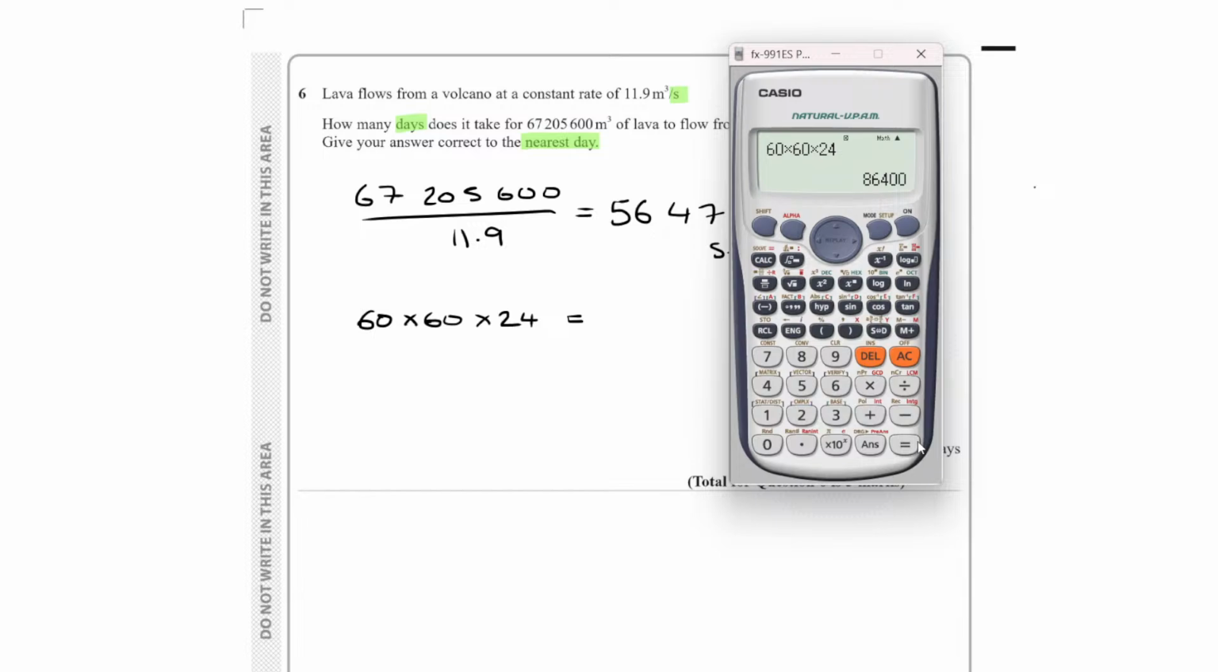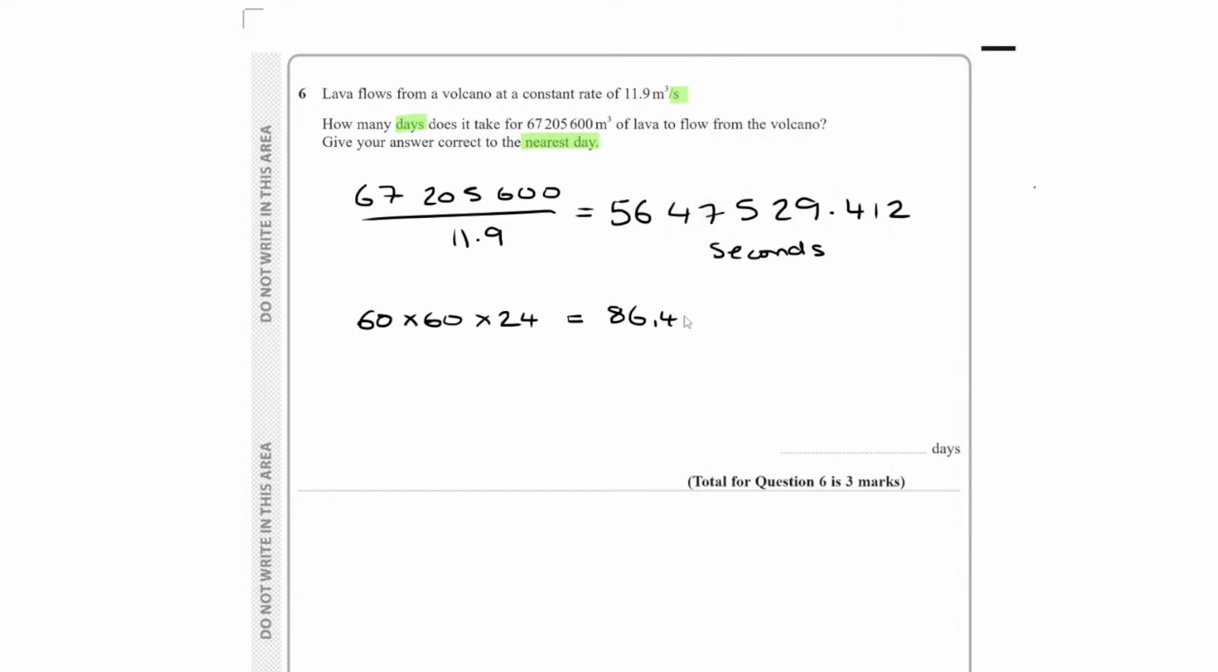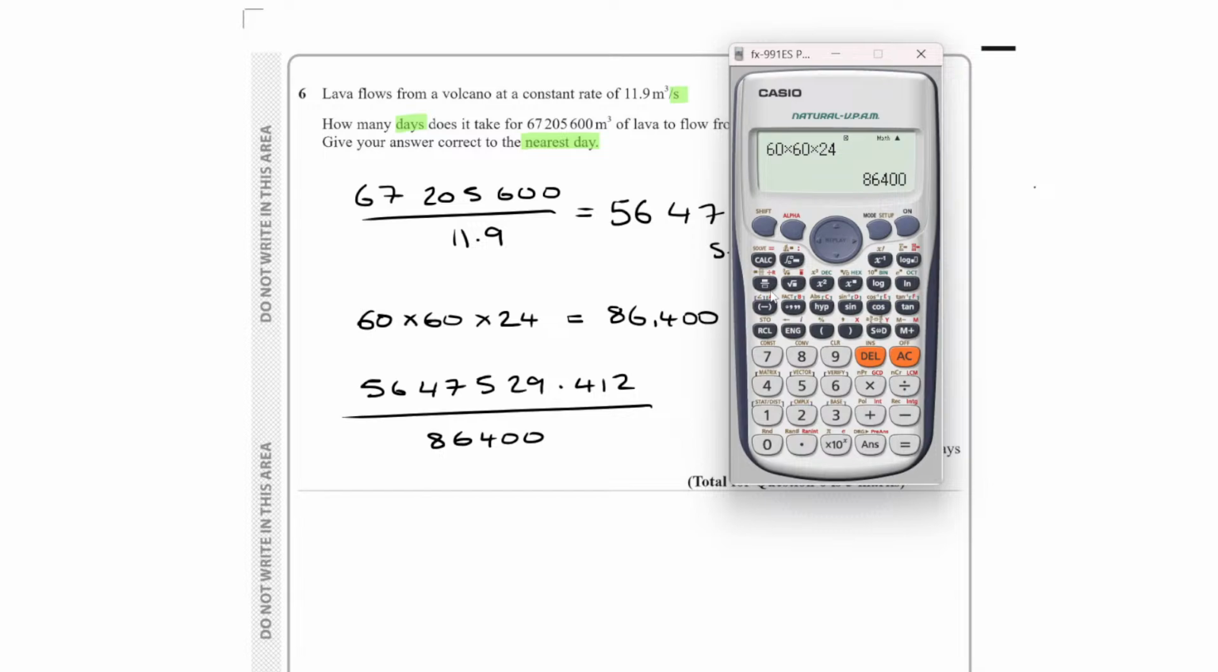So there are 86,400 seconds in a day. And then we just divide these two answers. That will convert it into days. Making sure I've not missed any digits there. And then divide by 86,400. 5647529... Oh no, that's a 6, isn't it? 5647. Make sure you type it in right. 0.412. I'm not going to round it too soon. 86,400. Is that right? Yes.